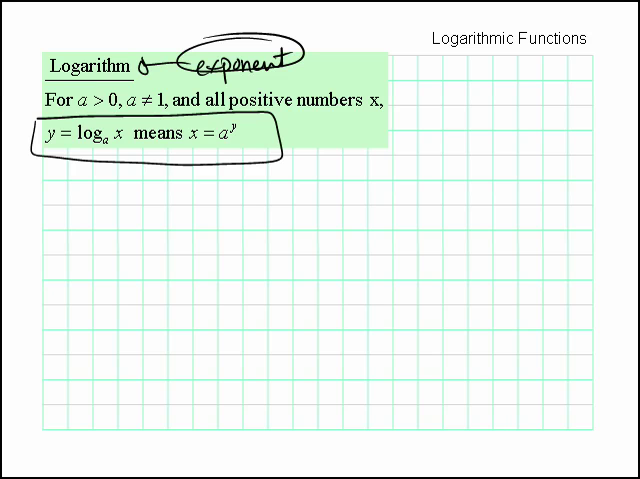Y equals log base a of x. This means x equals a to the y. The most important thing to know how to do when it comes to logarithms is how to switch from one form to the other. This is called log form, and this is called exponent form, or exponential form.